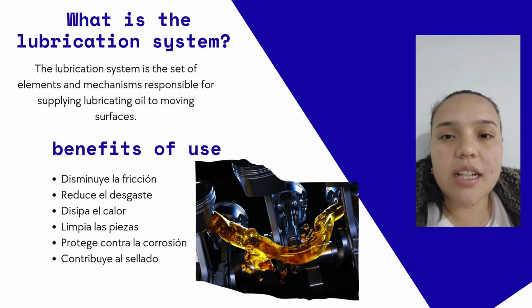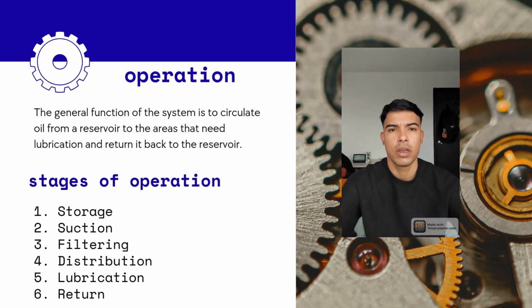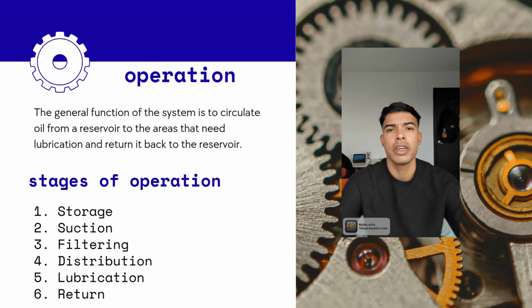Hello, today we'll talk about operation. The operation of lubrication systems depends on the type, such as pressure, splash, or mixed systems. However, the general principle remains the same. The system circulates oil from the reservoir to all moving parts that require lubrication, and then returns the oil back to the reservoir. This continuous flow helps reduce friction, remove heat, clean internal components, and protect surfaces from wear and corrosion.